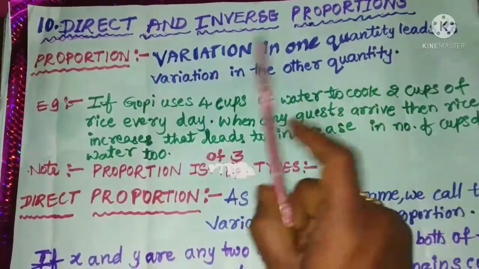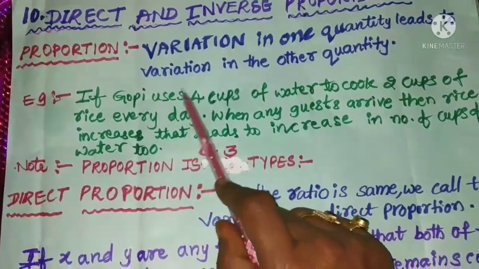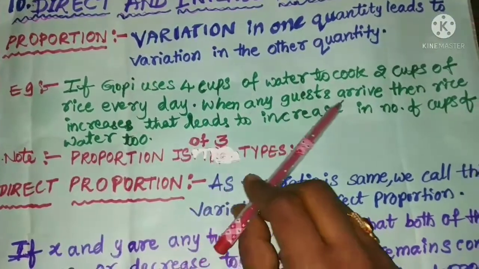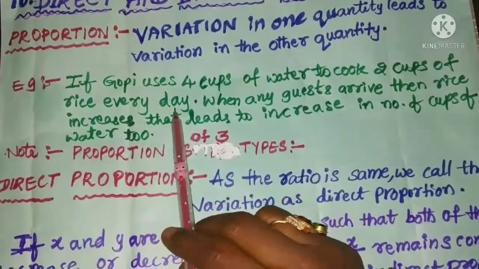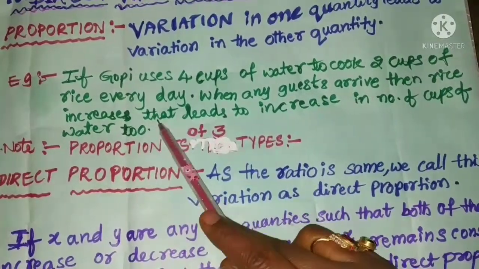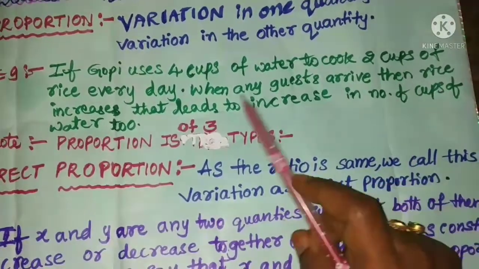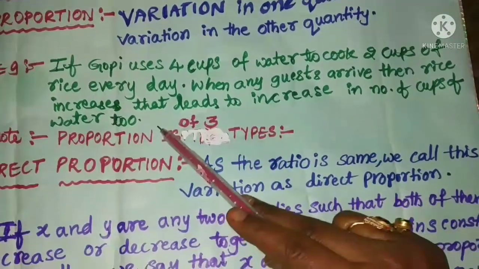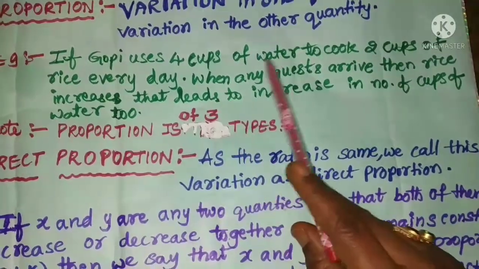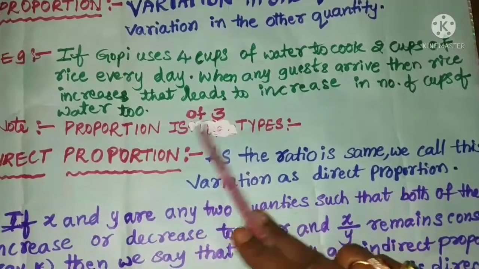Variation in one quantity leading to variation in the other quantity is known as proportion, meaning how it varies. For example, if Gopi uses 4 cups of water to cook 2 cups of rice every day, when guests arrive, the rice increases. That leads to an increase in the number of cups of water too. Means variation of one quantity leads to change in the other quantity.